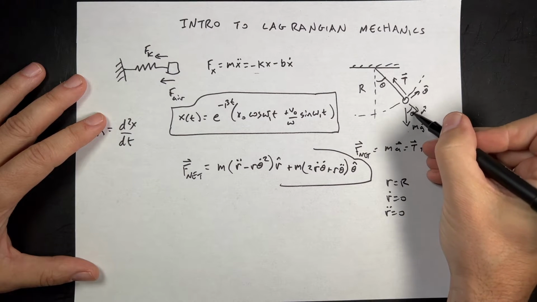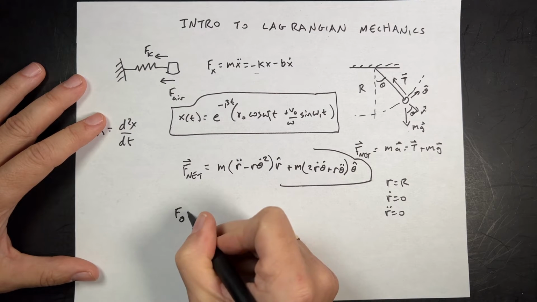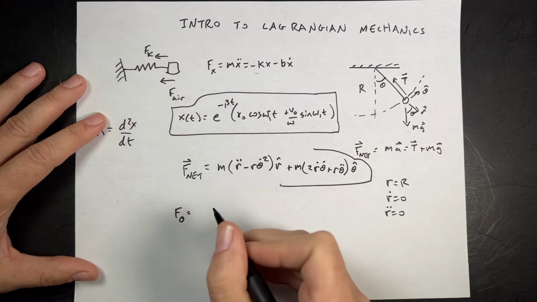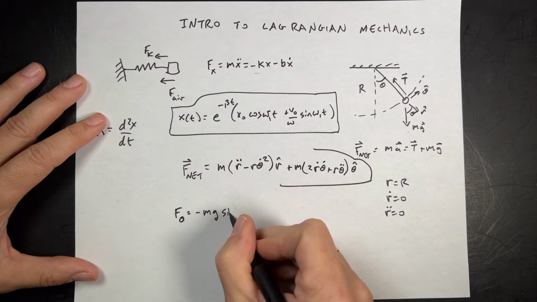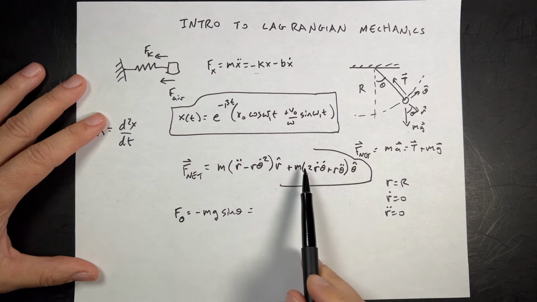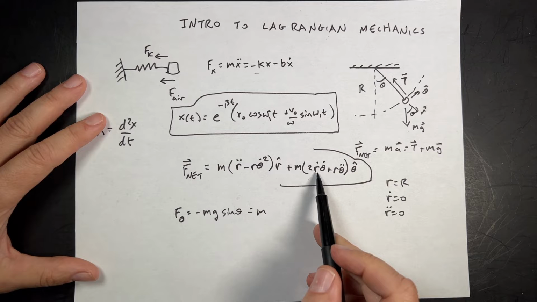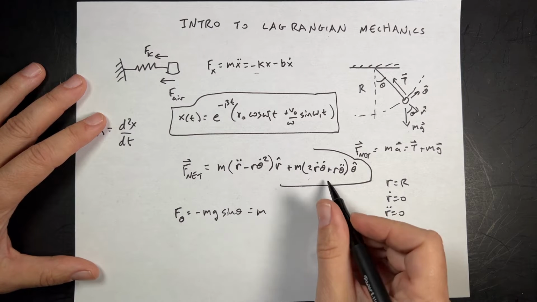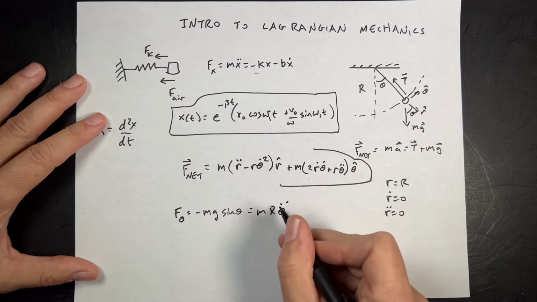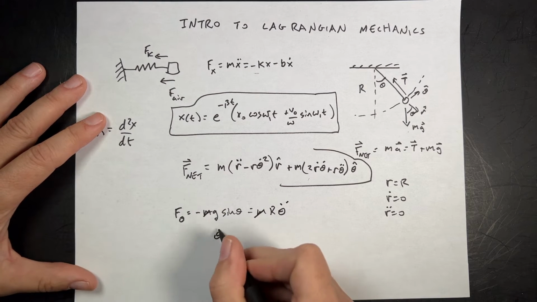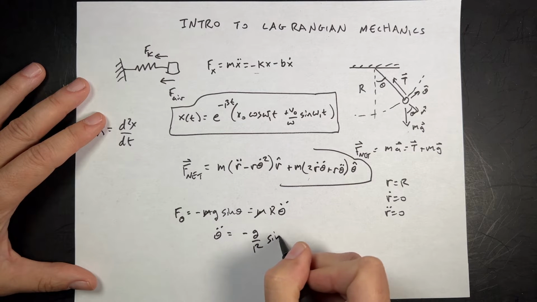So if this is the angle theta, then the force in the theta hat direction, F theta, is going to be equal to, theta hat's that way, negative mg sine theta. And that's going to be equal to the mass times, now right here I have r dot, which is 0. So I get mass times r, which is big R, negative, and there's a negative, theta double dot. The mass cancels, and I get theta double dot equals negative g over r sine theta.